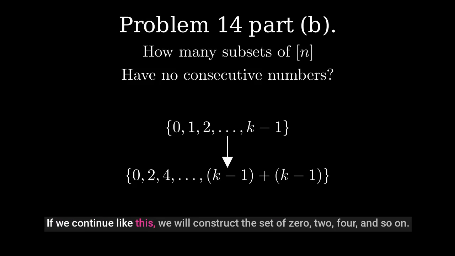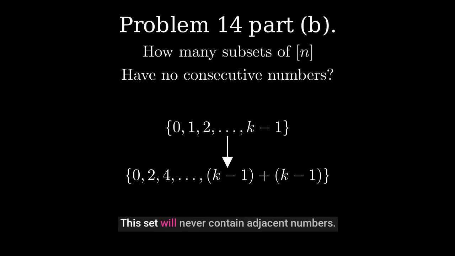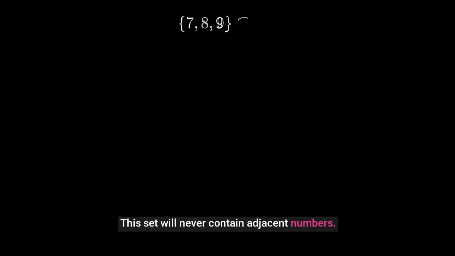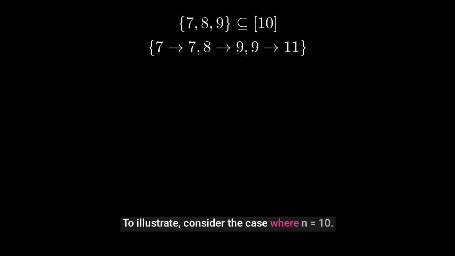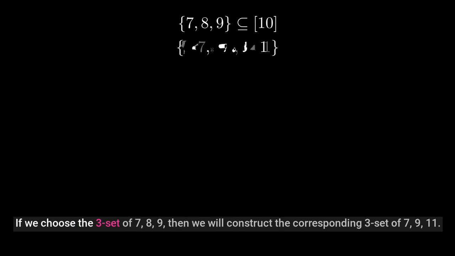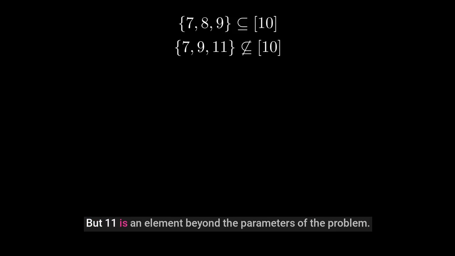If we continue like this, we will construct the set of 0, 2, 4, and so on. This set will never contain adjacent numbers. Of course, this runs into difficulty. To illustrate, consider the case where n equals 10. If we choose the 3-set of 7, 8, 9, then we will construct the corresponding 3-set of 7, 9, 11. But 11 is an element beyond the parameters of the problem.